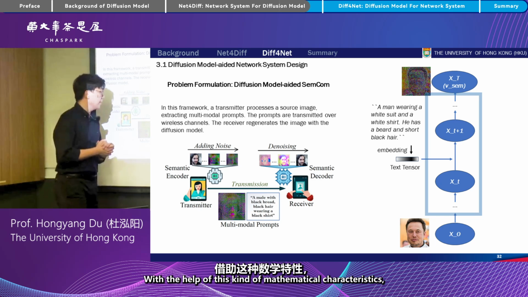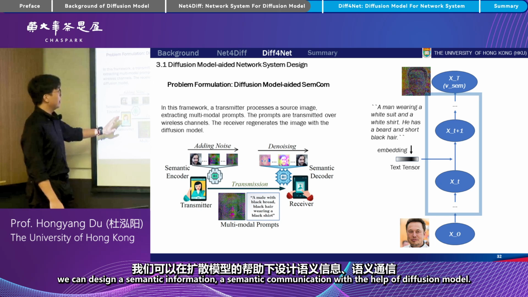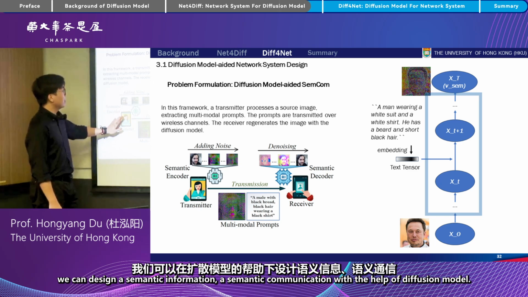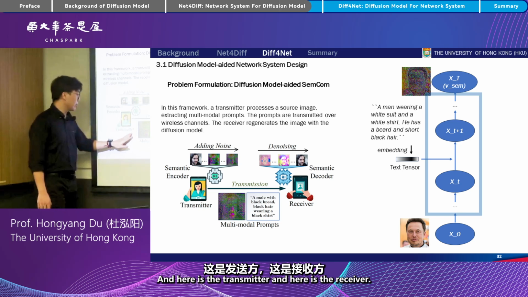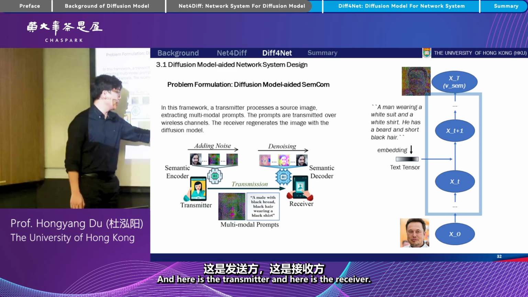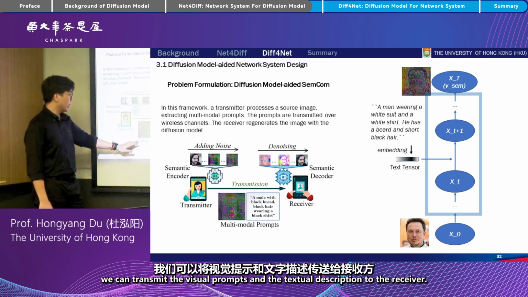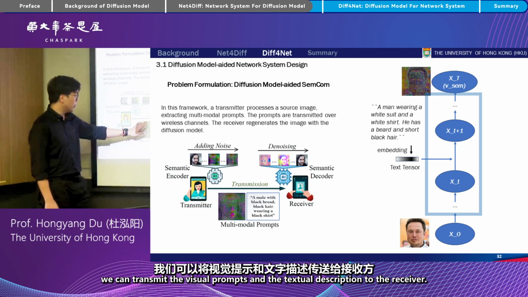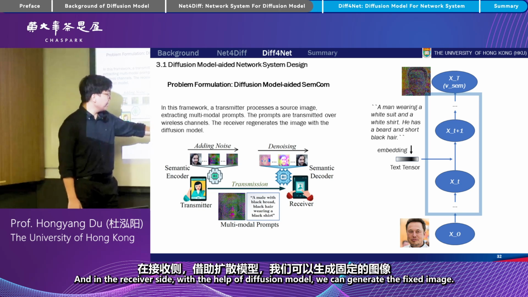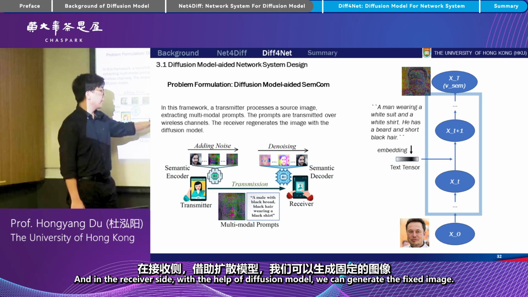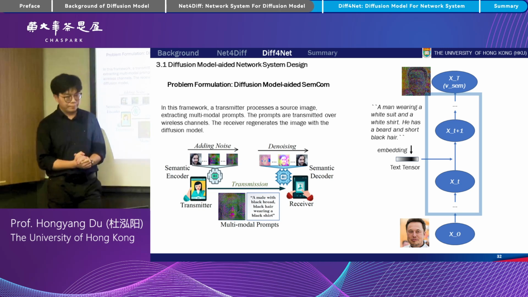With the help of this kind of mathematical characteristic, we can design a semantic communication system with the help of the diffusion model. And here is the transmitter, and here is the receiver. After we do the semantic encoding, we can transmit the visual prompt and the text description to the receiver. And on the receiver side, with the help of the diffusion model, we can generate the fixed image.